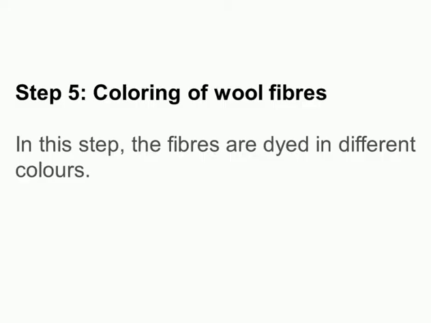Now, step number 5 in the process is coloring of woolen fibers. This process is also known as dyeing of woolen fibers. It's not D-Y-I-N-G dying, it's D-Y-E-I-N-G. To dye means to color. So in this step, the fibers are dyed in different colors. After we have got the smooth fibers, we color them into our desired colors, whichever we like.